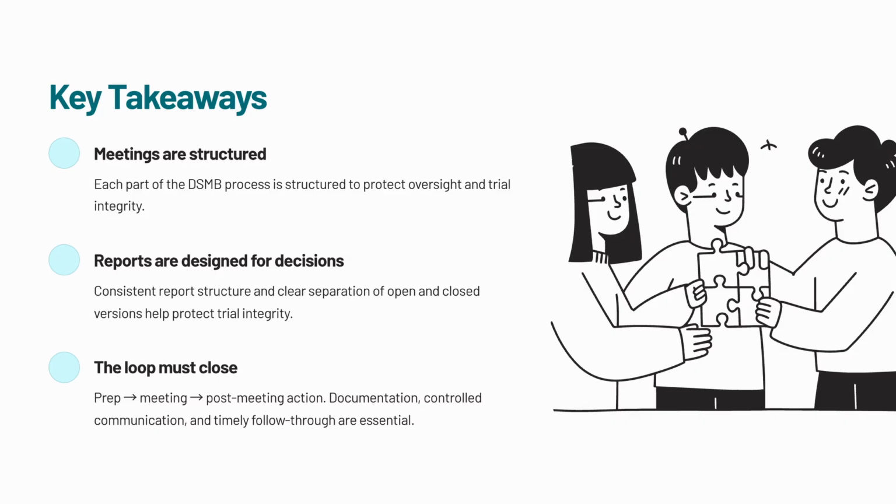Second, reports should be built for decision-making, not just documentation. That means a consistent structure, clear signal over noise, and a firm separation between open and closed materials. And third, the oversight loop has to close. Good preparation matters, but so do clear minutes, controlled communication, and timely follow-through after the meeting. When those pieces work together, the DSMB process helps keep a trial both safe and credible.